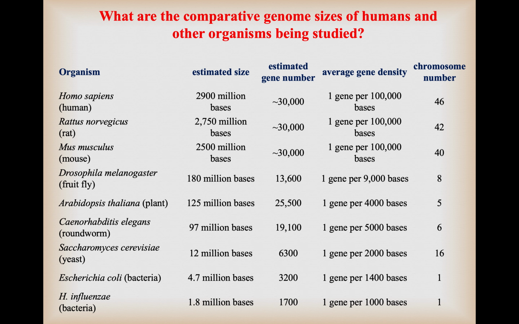So this is the comparison of genome size of humans and other organisms that have been studied. Humans, Homo sapiens, are us, with rat, mouse. There is a difference between rat and mouse, for those of you who didn't know, or you can Google it to see the features. There is a difference even in the features. Comparing to fruit fly, Arabidopsis thaliana, a model plant, roundworm C. elegans, yeast S. cerevisiae, and bacteria E. coli, and also some bacteria, influenza bacteria.